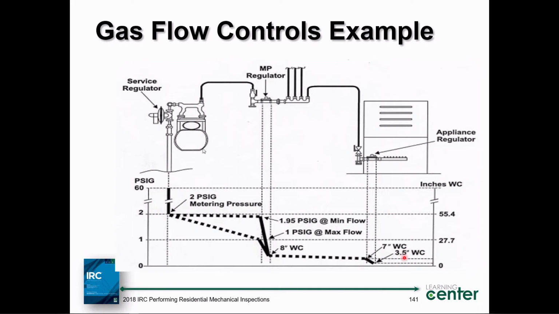Okay? This is how we do it in the real world. This is how we design pipe. This is how we verify startups on appliances. We actually take pressure readings at the regulator to make sure that we have at least 3.5 inches water column.